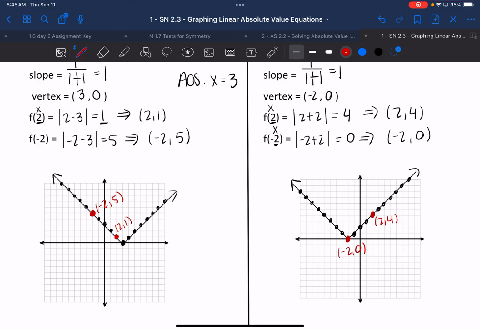Okay, and then last but not least, where would you guys say that the axis of symmetry is this time? Very good. All right. All right, flip it over onto the back.